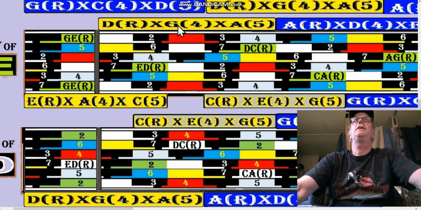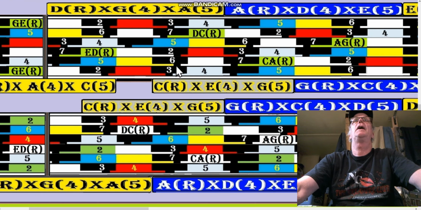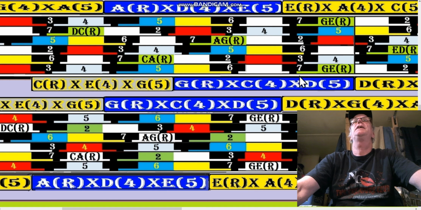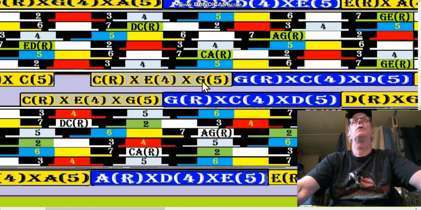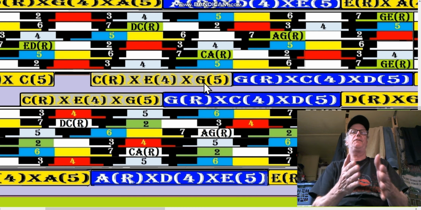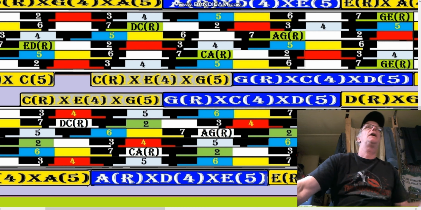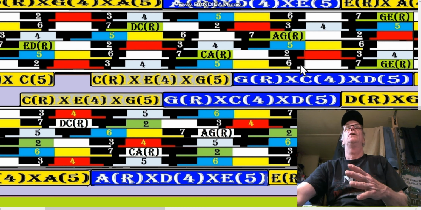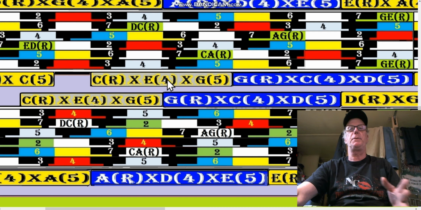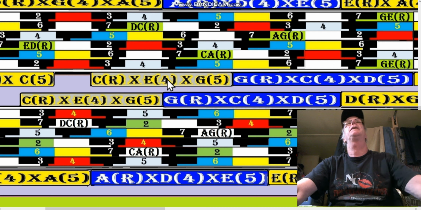Here we go. D, G, A, 1, 4, 5. A, D, E, 1, 4, 5. G, C, D, 1, 4, 5. Why shouldn't this be 1, 4, 5? So you make it fit because it's right on either side of it. Either side of it up here, it's right there. Why shouldn't that be the same? So you make it fit.